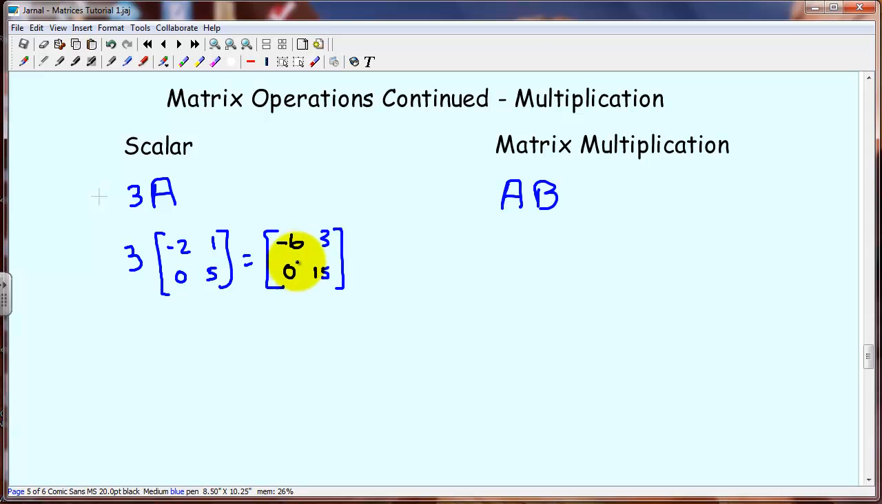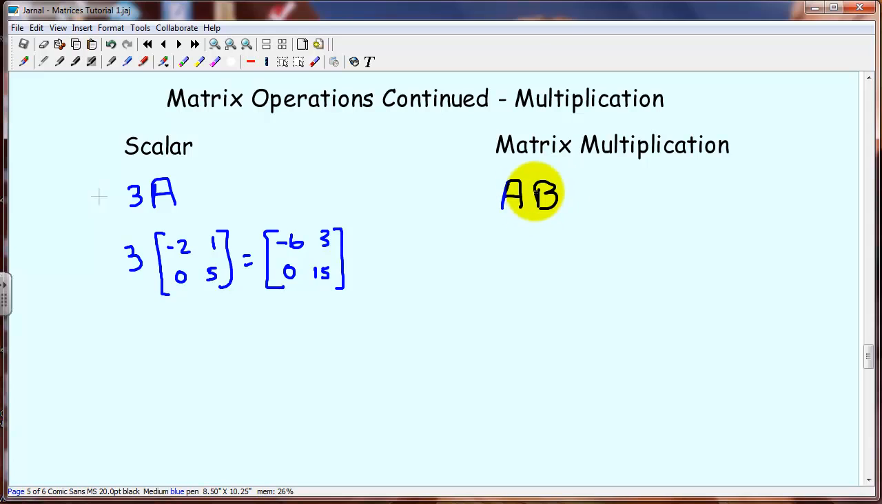We'll talk about one of the applications for scalar multiplication when we do the graphics application. Now again, these examples I'm using have fairly small matrices because I don't want to write them out, but this same thing would work if this matrix was 10 by 9, 90 numbers in here. Then we would multiply all 90 numbers by the 3.